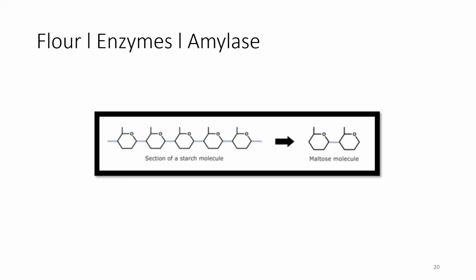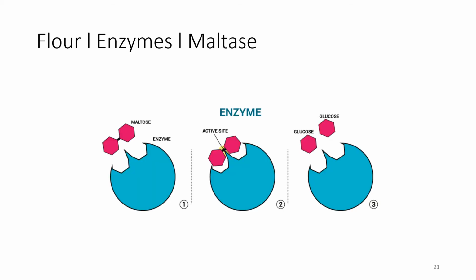So to discuss amylase in just a bit more detail, it helps to break down large, complicated starch molecules into maltose molecules, which are essentially two glucose molecules that are bound together. And then maltase, of course, helps to break down that maltose, which, as I mentioned, was two glucose molecules bound together, into two glucose molecules, which can then be used for fermentation.